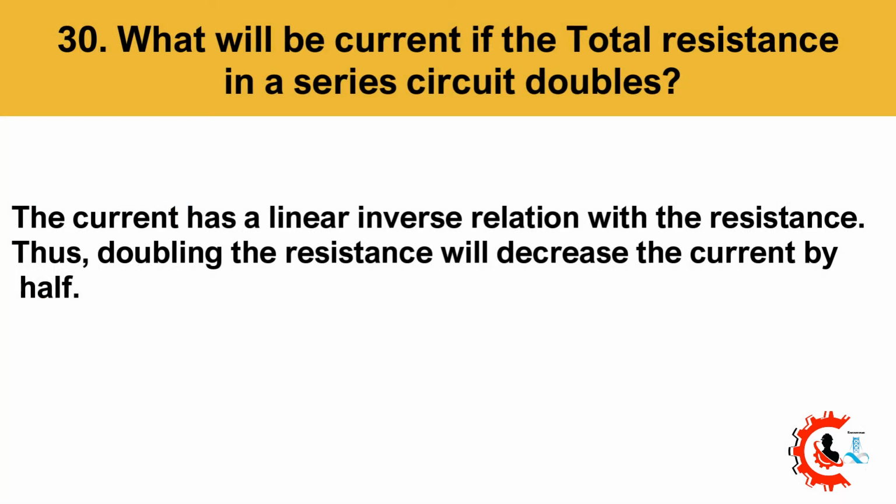30. What will be the current if the total resistance in a series circuit doubles? The current has a linear inverse relation with the resistance. Thus, doubling the resistance will decrease the current by half.